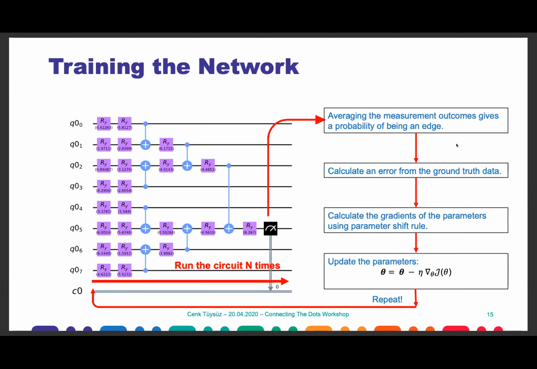Then these averages are used to calculate an error, then a loss from the ground truth data. And then we calculate the gradients for the quantum circuits using a parameter shift rule. And then we update these parameters with the formula that is used in most deep learning algorithms. Then we repeat the process until we get our wanted accuracy.